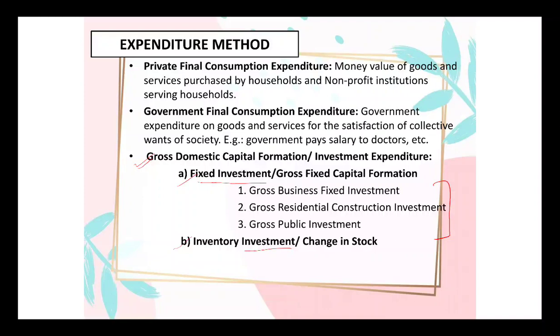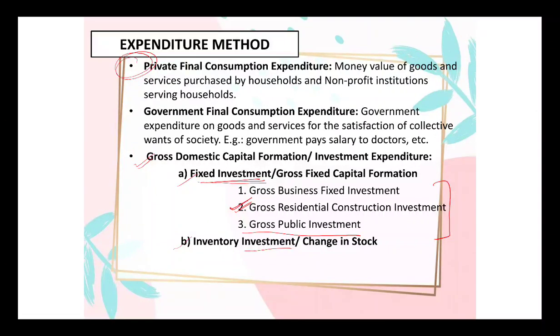Please remember, it's a kind of fixed asset that is being generated, so it will be included under the third category, which is your gross domestic capital formation. And then the third point that we have is gross public investment. Now what is this? This is basically any construction of flyovers, roads, bridges. So these are all kinds of fixed assets. And then when we add the inventory investment, we get the gross domestic capital formation.